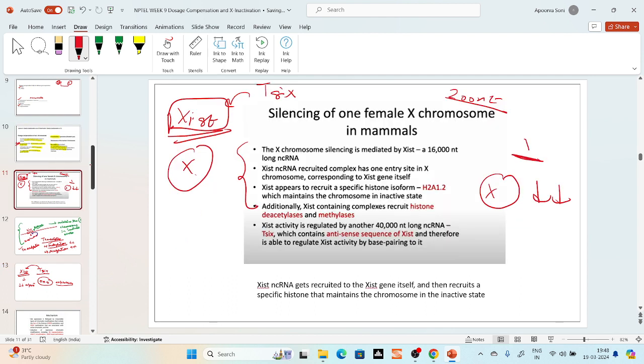Let us see. So, Xist activity is regulated by another 40,000 nucleotide long non-coding RNA, which is known as Tsix. Okay. So, what does it do? It contains an antisense sequence of Xist, and therefore it is able to regulate the Xist activity by base pairing to it. So, it base pairs with Xist, and then it regulates the activity of the Xist molecule. So, this is important. It has an antisense sequence of Xist, and therefore it is able to regulate the Xist activity by base pairing to it.